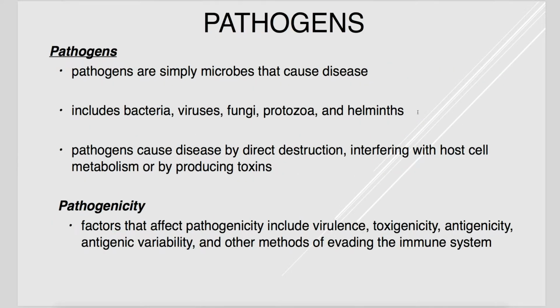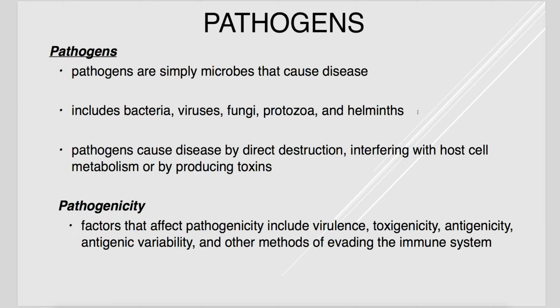Okay, so pathogens, these are just microbes that cause disease. So these are things, of course, like bacteria and viruses, but also fungi, protozoa, and helminths, which are basically worms. And they can cause disease by directly destroying our tissues. That can just be from growing in a certain area, interfering with our metabolism. Viruses in particular are very good at that, and also producing toxins. So, certain bacteria produce toxins that can harm our tissues.